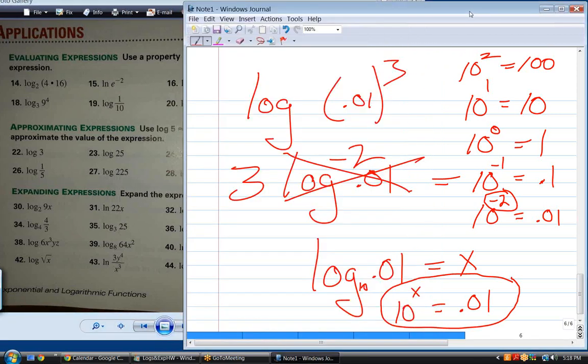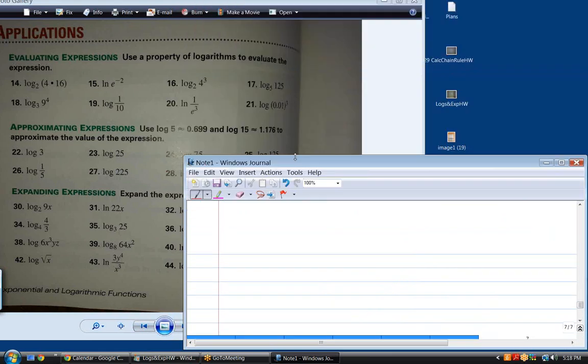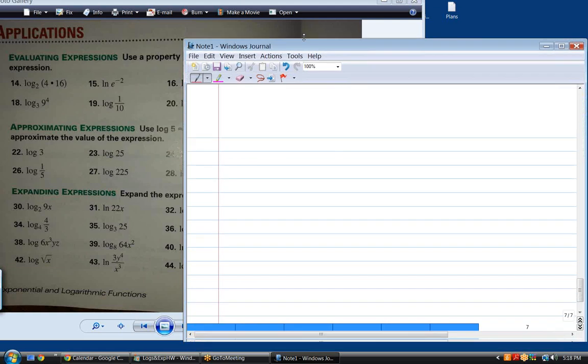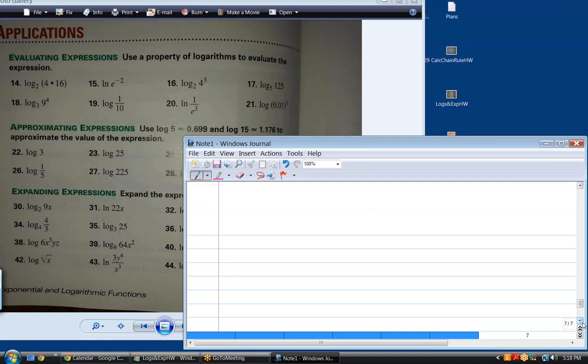All right, these are a little interesting. We haven't done these yet. Let's do number 22. They tell you what the log of 5 is, and they tell you what the log of 15 is. Using those two values, we have to figure out what the log of 3 is. How could I write the log of 3 using the numbers 5 and 15?